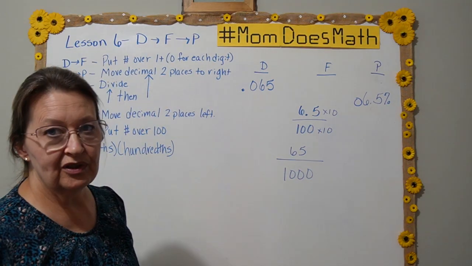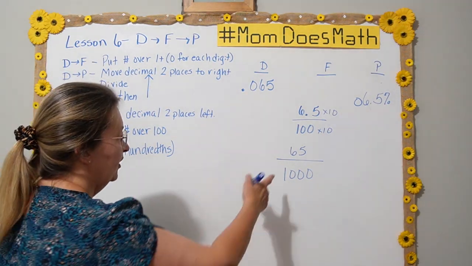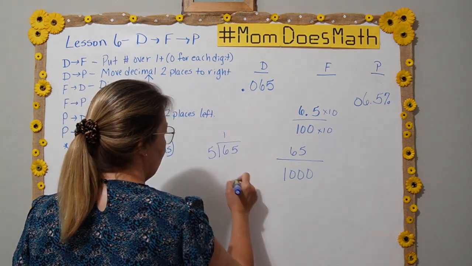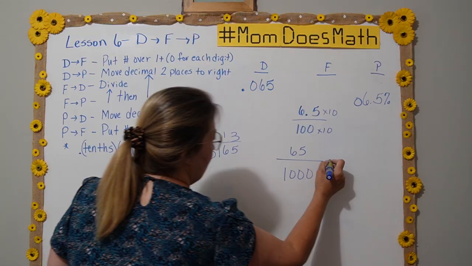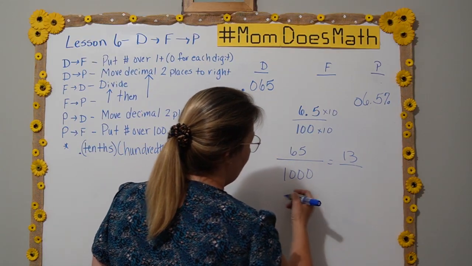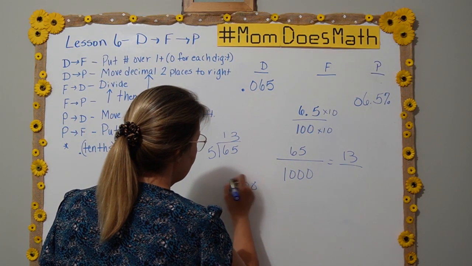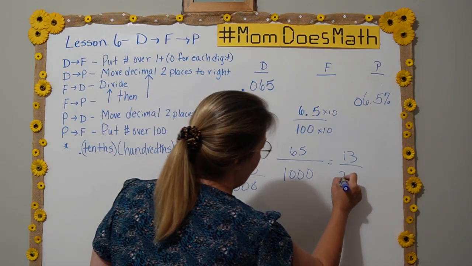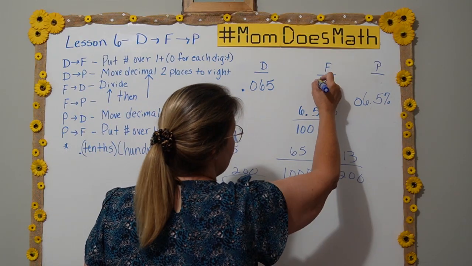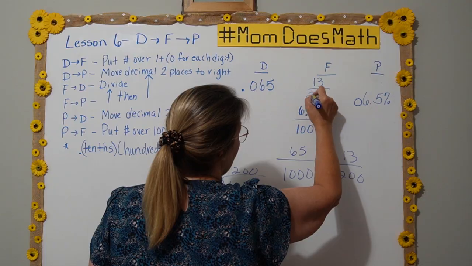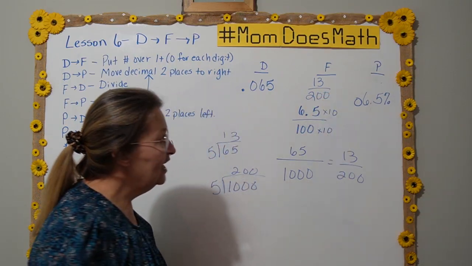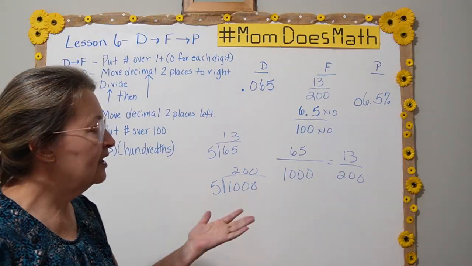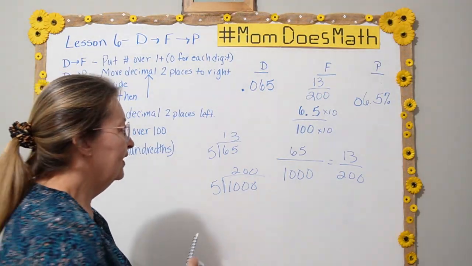Now we just need to reduce it down. 5 will go into both of these. 65 divided by 5 is 13. So this will equal 13 over, and when you take 1,000 and divide it by 5, what do you get? 200. So your fraction form is 13 over 200. You see how your skills are layered? You know, you're having to pull skills from other areas, but they still work.